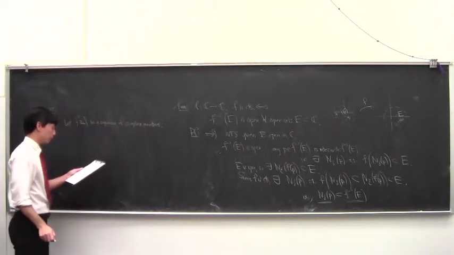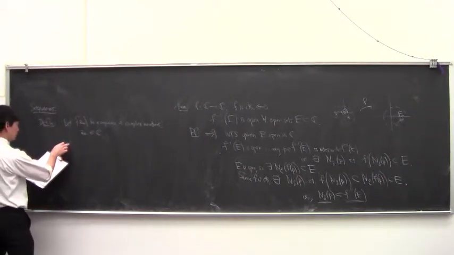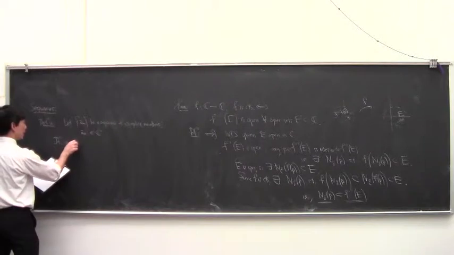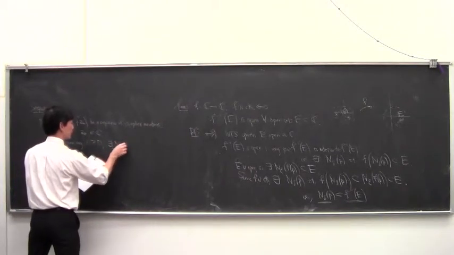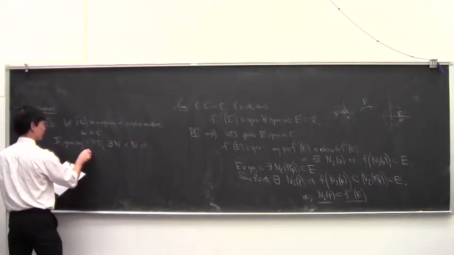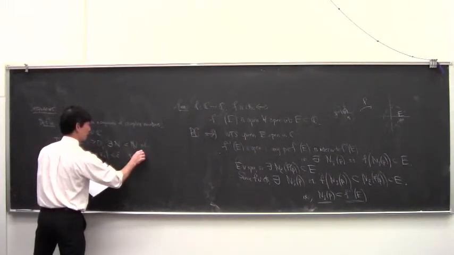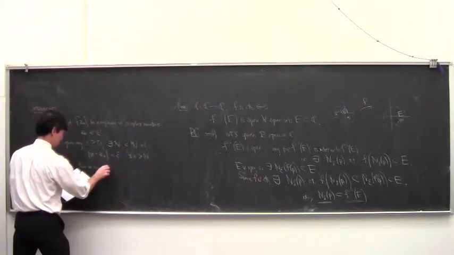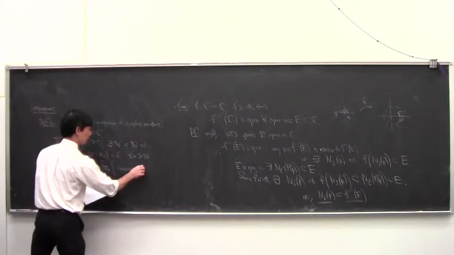Let z naught also be some point, some complex number. So given any epsilon, there exists a natural number N such that |z_n minus z naught| is less than epsilon for all n bigger than N. Then we say z_n converges to z naught.